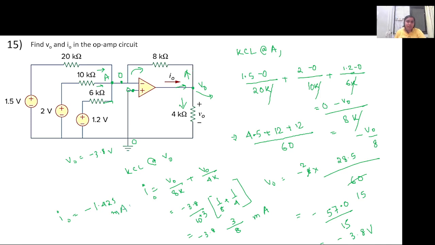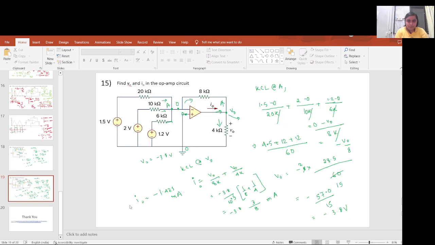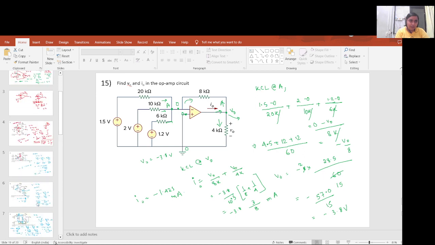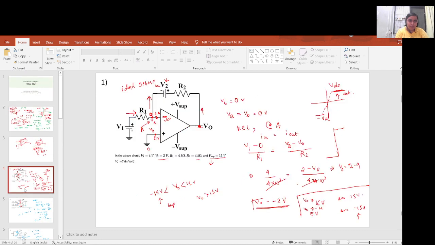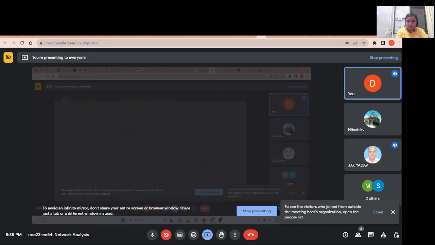So I hope everyone has done this. This brings us to the end of all the problems for today. If anyone has any question, you can ask. Otherwise, we can wrap it up for today. For this assignment, I hope everyone will be able to do all the questions because this involves just one single principle for an ideal op-amp, right? Yes, ma'am. Okay. Does anyone have any other question? If not, then we can stop for today.